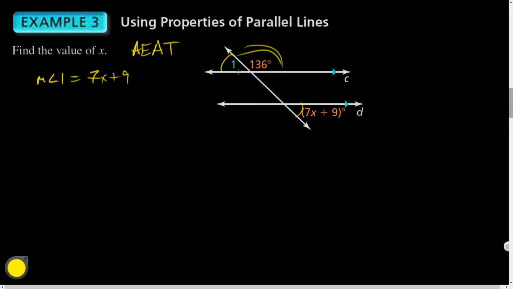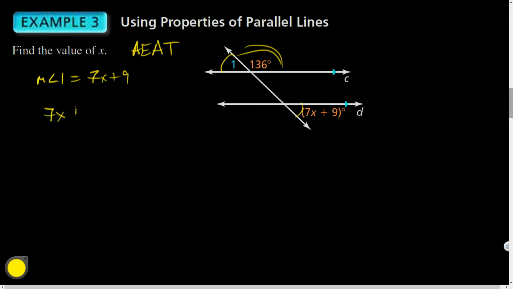Actually, congruent supplements theorem? If 1 is supplementary with 136, then 7x plus 9 will also be supplementary with 136 because they were congruent or equal measure to each other.